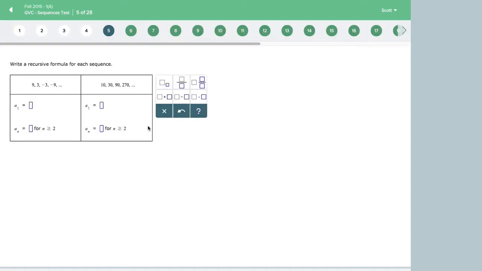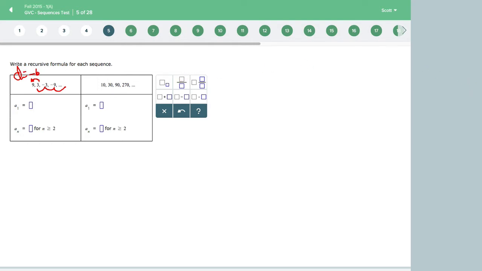Okay, the question type for number 5. Write a recursive formula for each sequence. First we've got to find out if it's arithmetic or geometric. We're not sure, so to do that, let's just see. This one looks like it's staying constant. What's 3 minus 9? If we did that on the calculator or in our head, we'll see it's negative 6. And is that right? Minus 6, minus 6, minus 6. It is right. So we see that it is arithmetic, and the difference is negative 6.